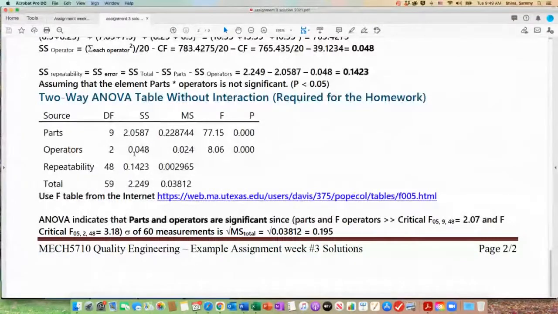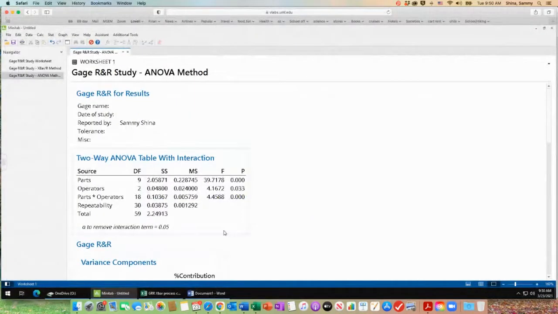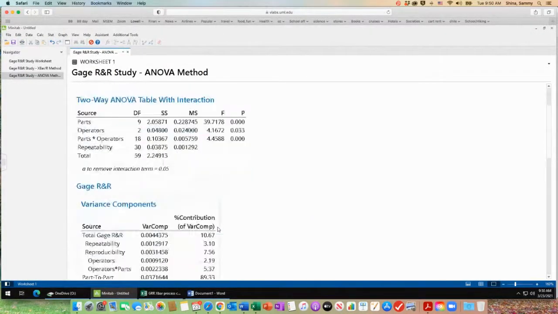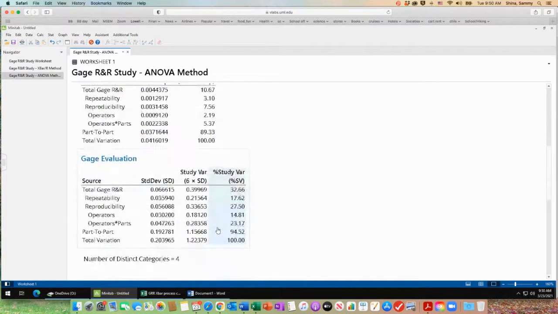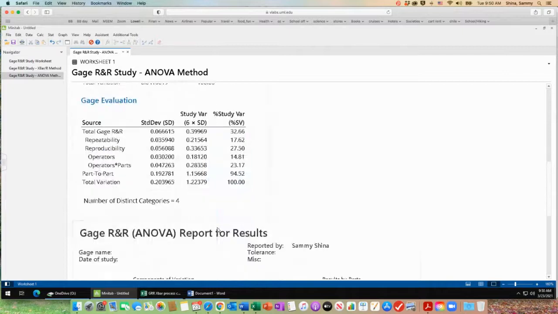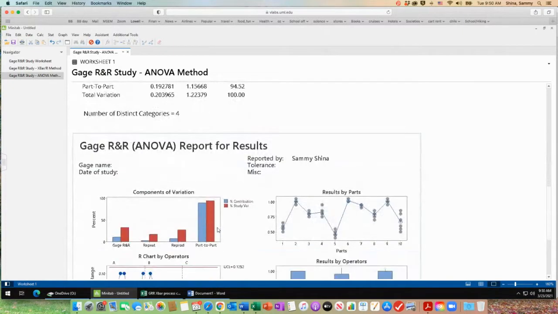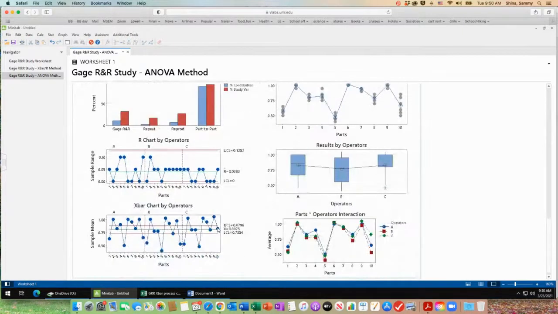Parts are 205, operators is 048, and total 2.24. So it matches. So it did it automatically. It gives us, again, the variance components that we saw before. It gives us the gauge evaluation we saw before, and then the ANOVA. And it looks very much the same.